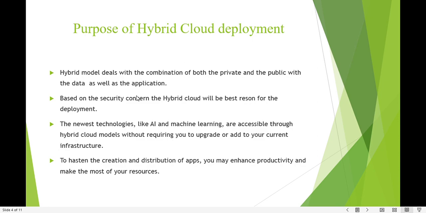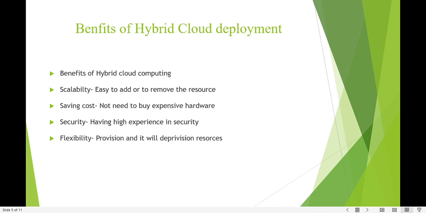So what is the hybrid purpose telling us? Basically, the hybrid cloud deployment consists of both private and public networks. It has the security concerns for the best reasons, and artificial intelligence and machine learning can also be used with this. You don't have to worry about the distribution of applications. What are the benefits? Obviously, scalability, saving cost, security, and flexibility.